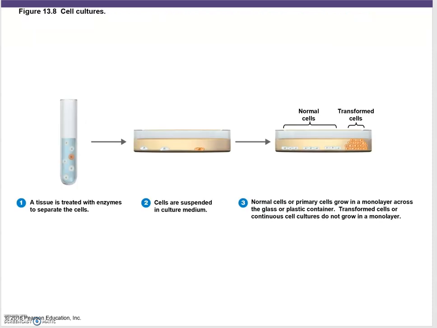So that would mean that the tissue is treated with enzymes first, separating out the cells, and then the cells are suspended in the culture medium right here. They're grown on the bottom here. And then you can infect the cells with the virus. And shown here you have some transformed cells that are continuously growing the virus.